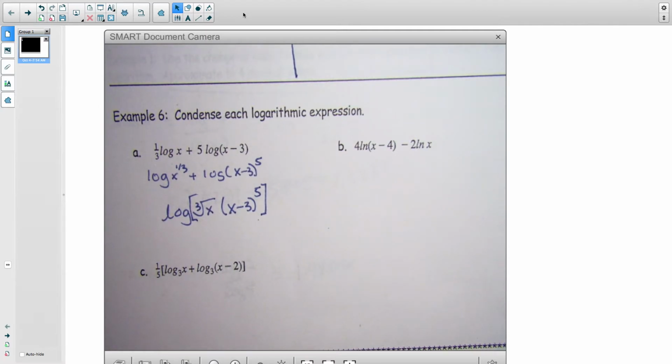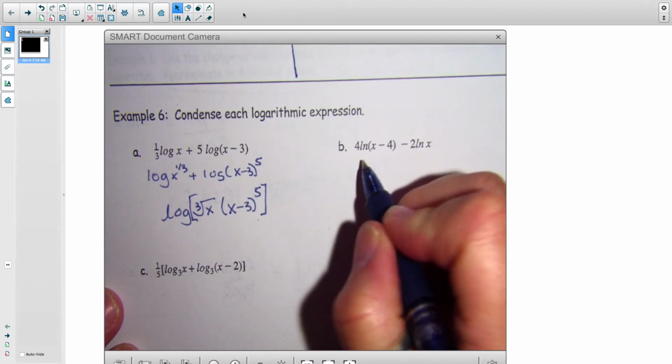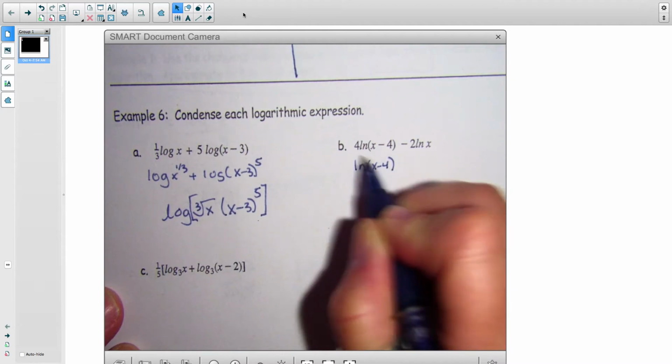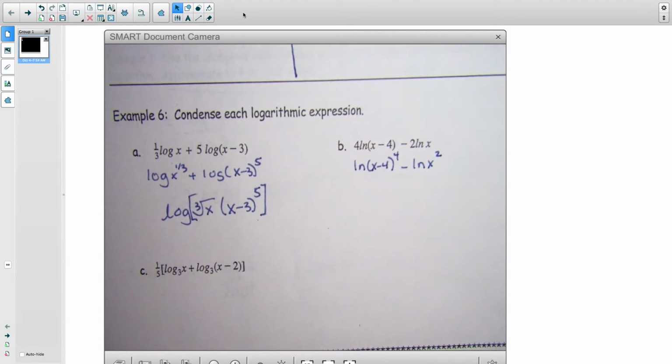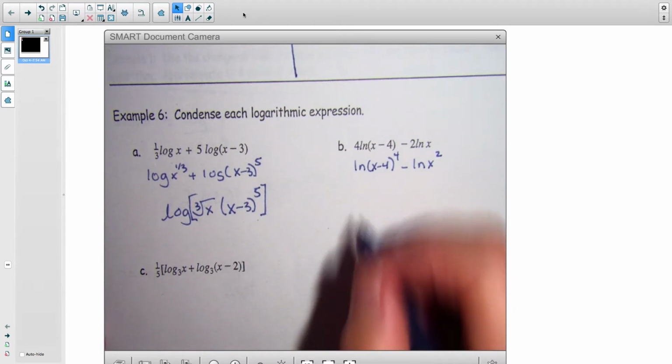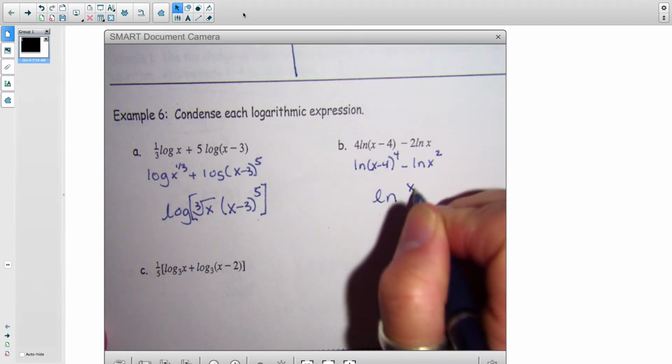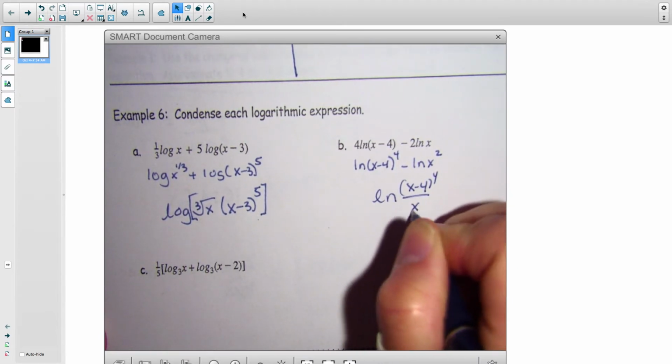Then B, what are we going to do with those exponents? Put them in front. Or I'm sorry, they're already in front. We're going to take the numbers in front and make them exponents. Now what? You're going to divide them. So it's a natural log of x minus 4 to the fourth, all divided by x squared.